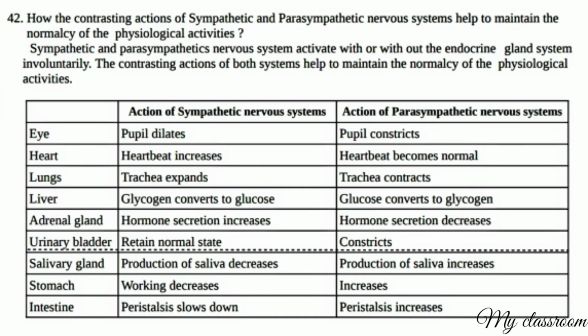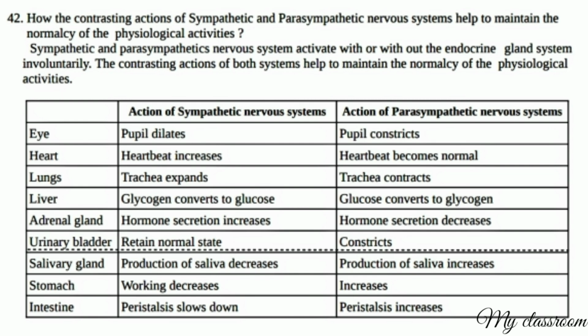How do the contrasting actions of the sympathetic and parasympathetic nervous system help to maintain the normalcy of the physiological activities? Sympathetic and parasympathetic nervous systems activate, with or without the endocrine gland system, involuntarily. The contrasting actions of both systems help to maintain the normalcy of the physiological activities. Action of sympathetic nervous system and the action of parasympathetic nervous system.